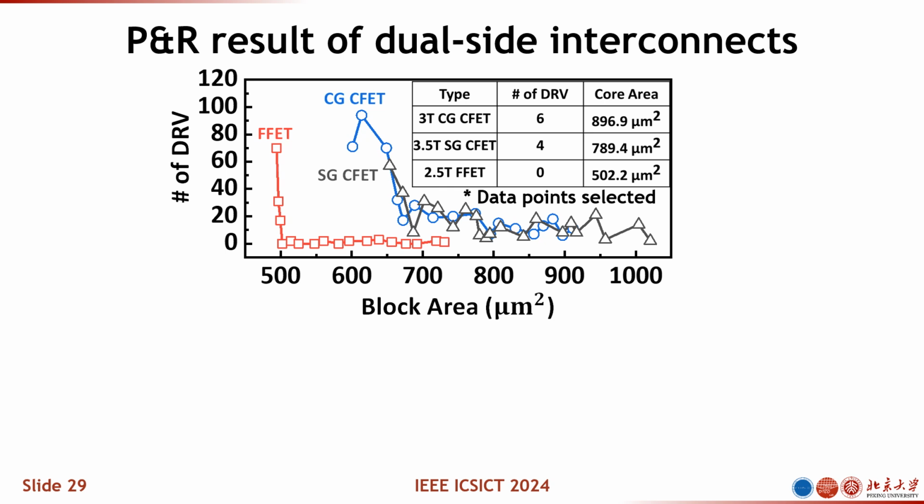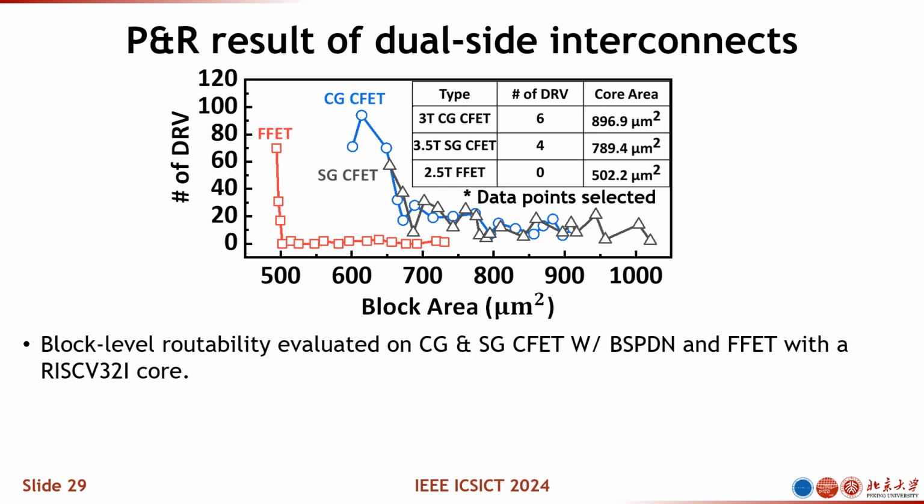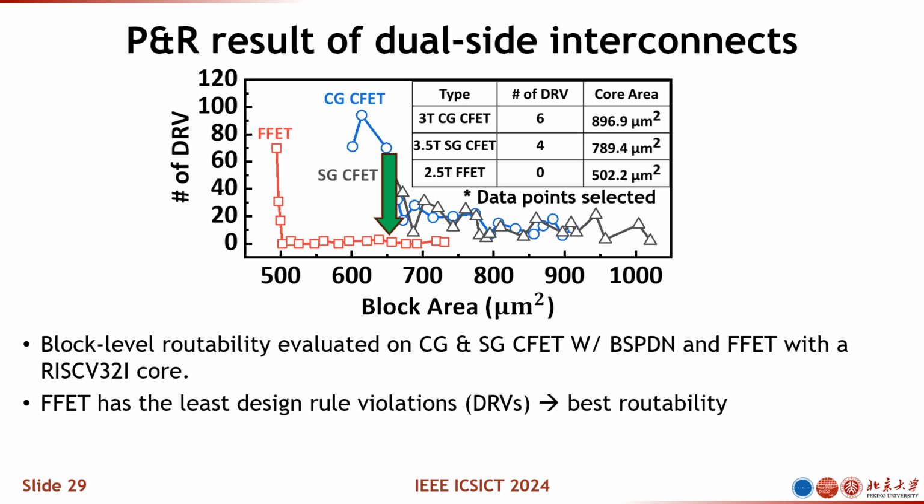And actually, we did the place and route based on this concept with some collaboration with Professor Lin's group from Peking University. Here shows the design rule violations of the CFET and the FlipFET versus the block area. And you can see that the split gate FFET, or the FFET, features the smallest number of design rule violations because of this dual-side routing innovation.